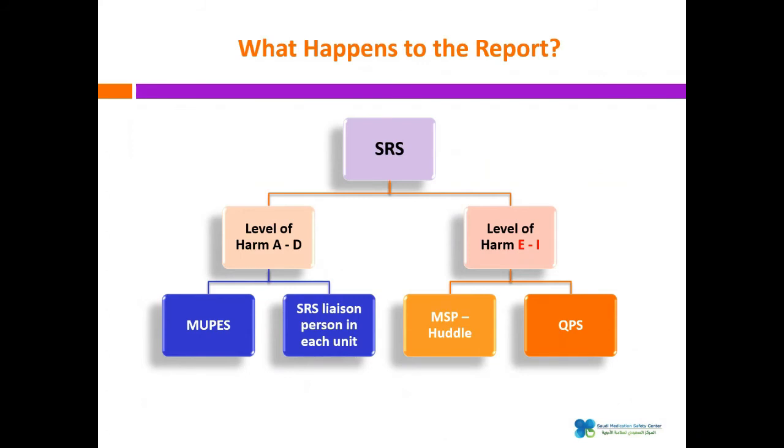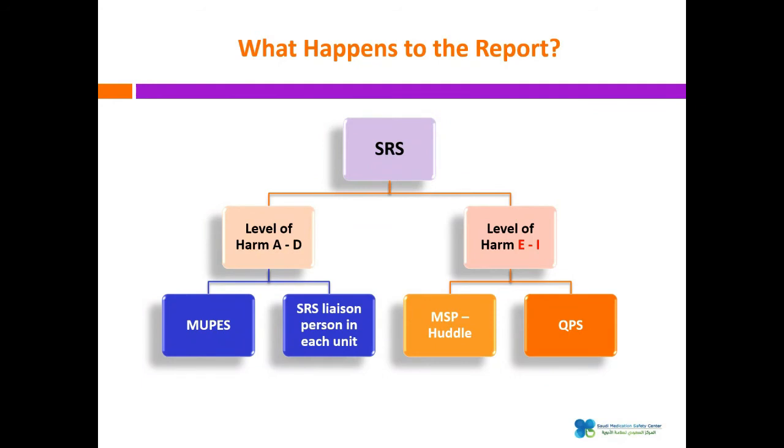Okay. Now, what happens to the report? So, when a report is filed, we consider how severe the harm to the patient was. So, if there's no harm or only an increased monitoring is required, then we record that data and it's discussed within our committee meetings. And if there's significant numbers of harm events from a specific medication, we'll consider implementing changes to prevent that from becoming a more serious problem.